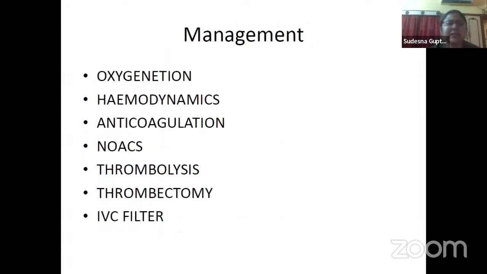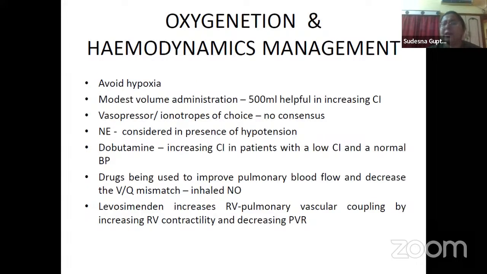Management, first, is definitely on the following topics: oxygenation and hemodynamics. They are the basic rule for management of any critically ill patient admitted to an intensive care unit. This is followed, for PE, by anticoagulation, NOACs, thrombolysis, thrombectomy, and IVC filter. Avoid hypoxia from any cause and maintain the hemodynamics by modest volume administration.